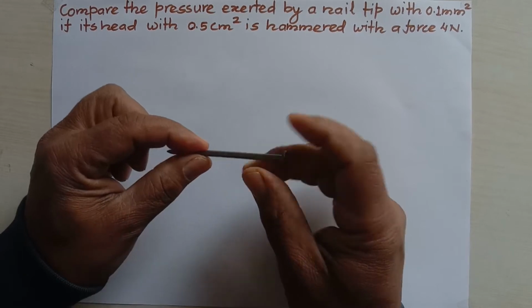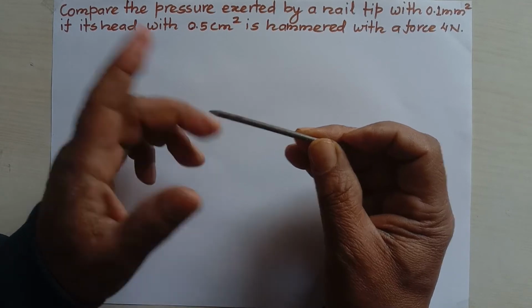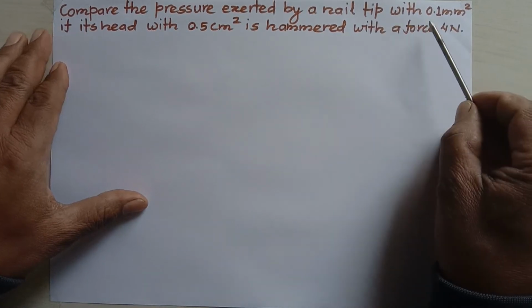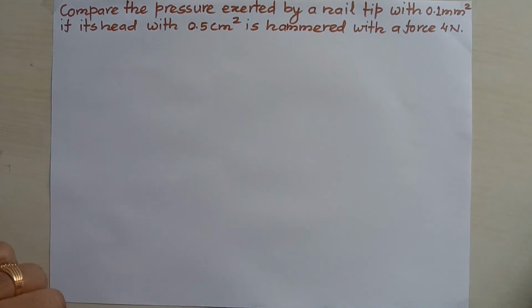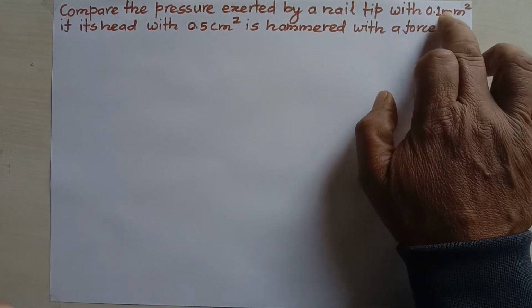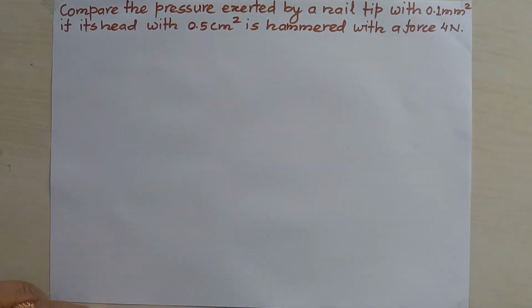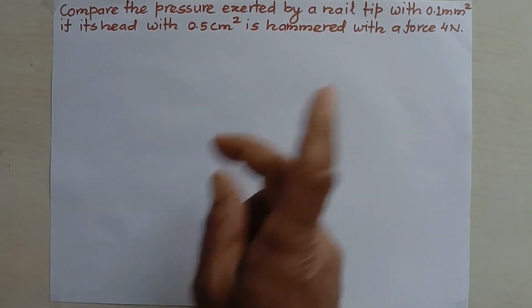Now, I'm going to find out the difference of pressure on the head and on the tip. I want to find out this difference in terms of a numerical problem. Look at this problem. Compare the pressure exerted by a nail tip with an area of 0.1 millimeter square, the tip is very small, and its head with an area of 0.5 centimeter square, when hammered with a force of 4 Newton. Now we have two distinct cases.